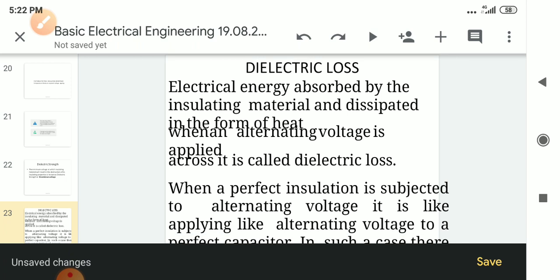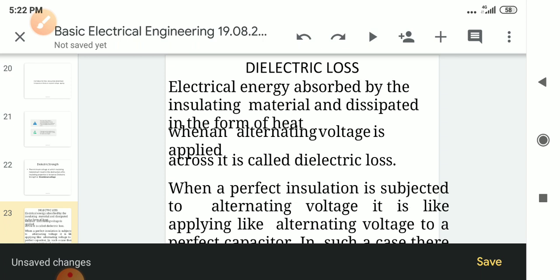When a perfect insulation is subjected to alternating voltage, that is, when an AC is applied to a commercial insulating material, the leakage current does not lead the applied voltage by exactly 90 degrees, and hence there will be a definite amount of dissipation of energy in the form of heat. This type of heat is known as dielectric loss. It must be low.